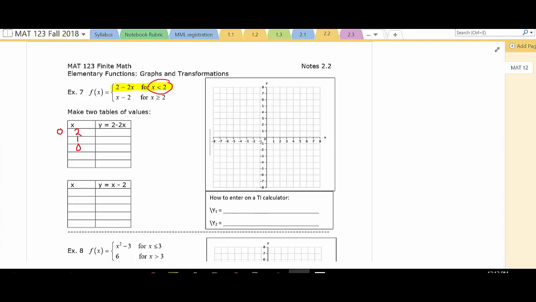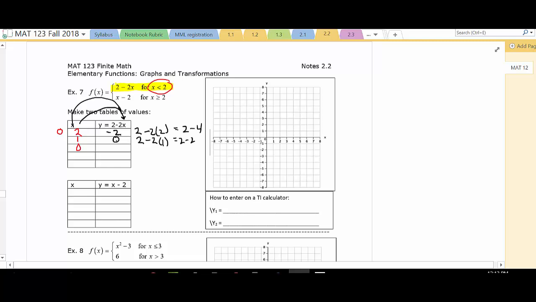Okay, so what we're going to do is plug in here. So we have 2 minus 2 times 2. What I'm doing is taking the x value I'm choosing, and I plug it in. Okay, do that arithmetic in your head. That's 2 minus 4, so that is negative 2. So you have the point (2, -2). All right, now plug the 1 in. So you're going to have 2 minus 2 times 1. That's 2 minus 2. That's 0.